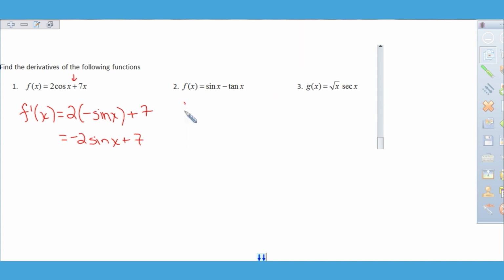And number 2, the derivative of sine is cosine, minus the derivative of tangent, which is secant squared. So those you've got to know and just do them. Okay? Number 3, however, is going to be different because these two things are being multiplied. So we must do the product rule.